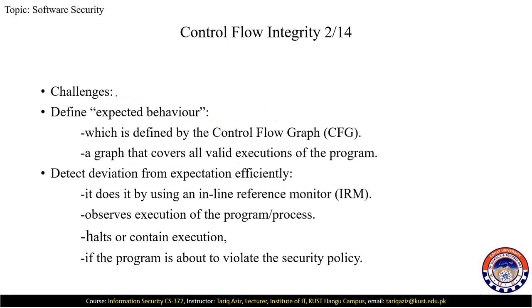Now, dear students, what are the challenges? How do we ensure control flow integrity? First of all, we have to define the expected behavior, and we define this expected behavior by using the control flow graph, also known as CFG. It's a graph that covers all valid executions of the program. And if there is an invalid execution, then the program has to halt or stop executing.